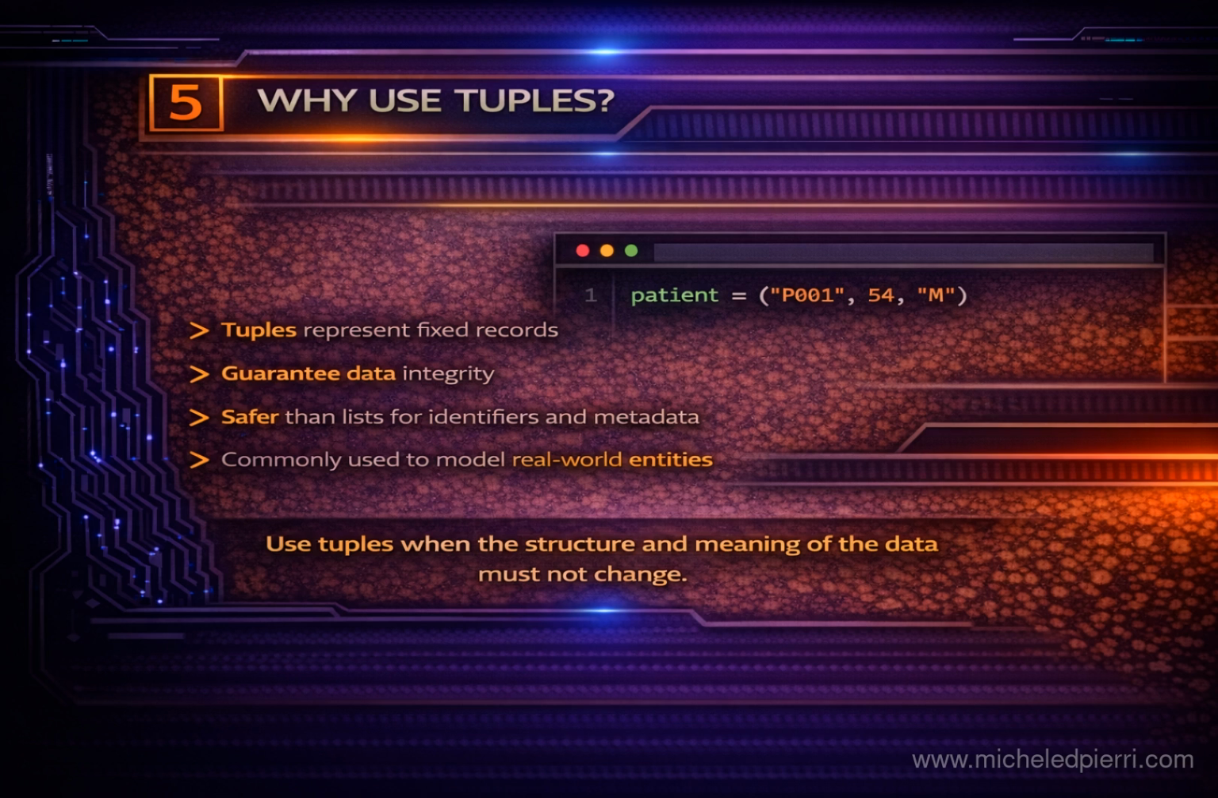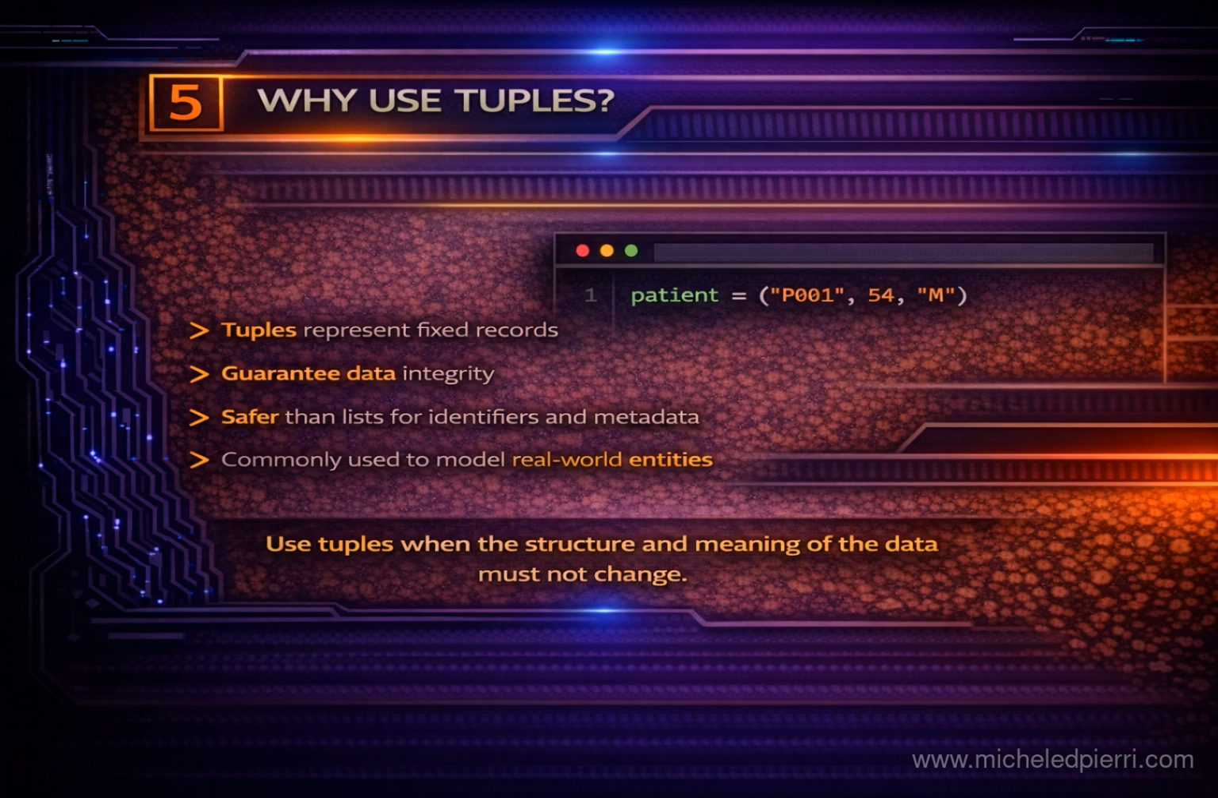Because a tuple signals this is a fixed record. When the structure and meaning of the data must remain stable, immutability becomes a feature. It reduces the risk of accidental edits and helps preserve data integrity. Conceptually, lists feel like containers you keep updating, while tuples feel like small snapshots of information that represent something real in the world.